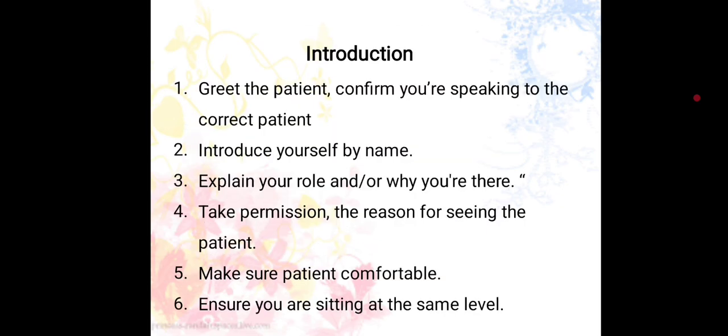First of all, greet the patient, confirm identity, introduce yourself, explain your role, and take permission in the form of verbal consent. Make sure the patient is comfortable. Ensure you are sitting at the same level as the patient and maintain eye contact.